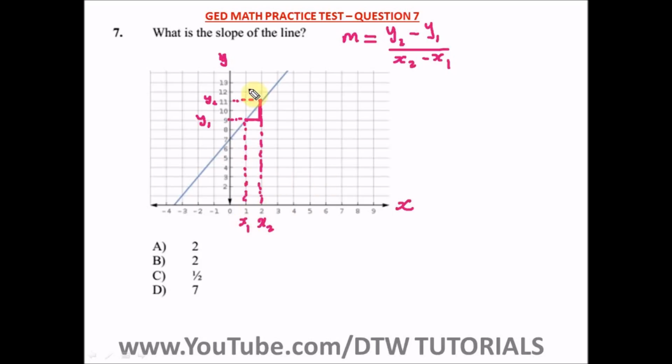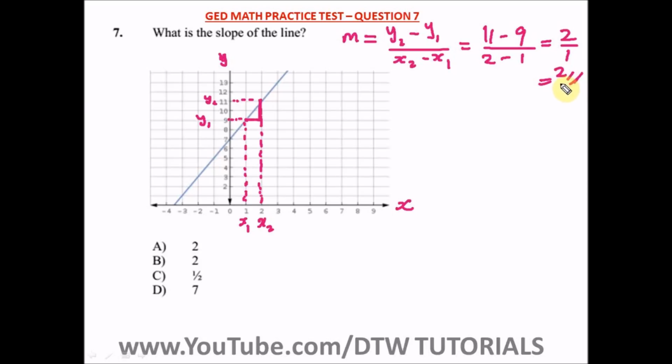Okay, so let's put these values into our equation here. What is y2? Y2 is 11 minus y1. Y1 is 9, divided by x2. X2 is 2, minus x1. X1 is 1. What is 11 minus 9? 11 minus 9 is 2. And what is 2 minus 1? 1. So our slope of the line is equal to 2. Okay, this is our answer.